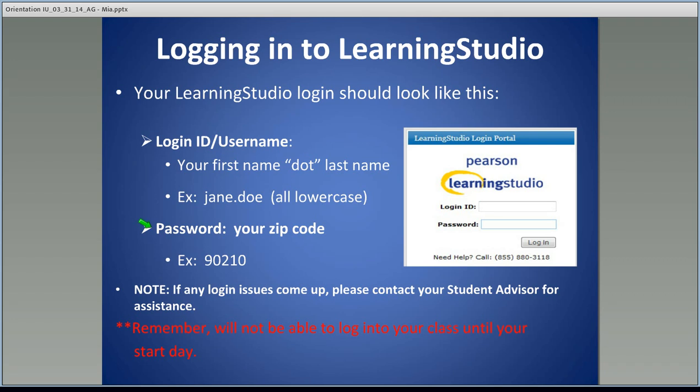Now, if any login issues come up or you're having any trouble, please contact your student advisor immediately for assistance. Especially during your first week of school, it's important to log in every single day to make sure that you meet that attendance requirement, as well as having enough time to get your homework completed. Also remember, your login will probably be sent out a few days before class begins, but it will not be active, so you won't be able to log into class until your start day. So your first day of class is the first day that your login will be activated.